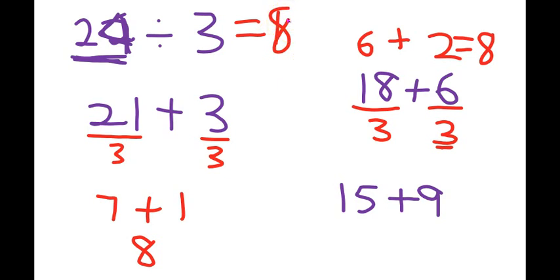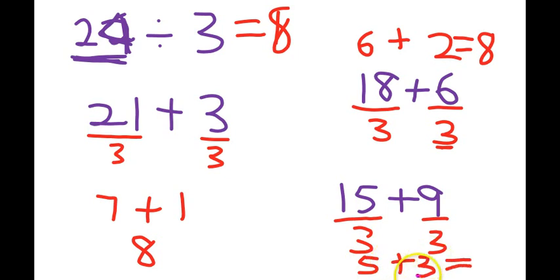If I think of using 15 and 9, then I will say 15 divided by 3 and 9 also divided by 3. 15 divided by 3 will give me 5. 9 divided by 3 will give me 3. And when I add, I still get my 8. And so these are some of the things you can do to do a quick division by 3.